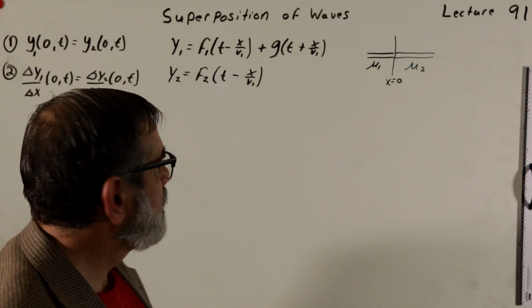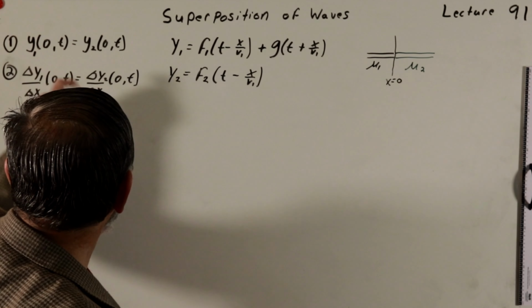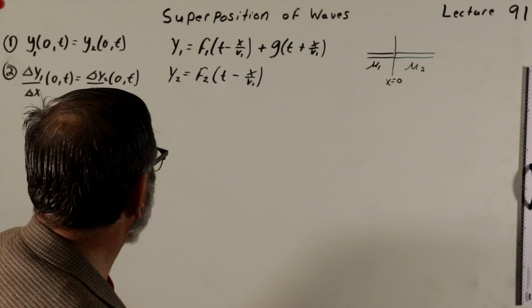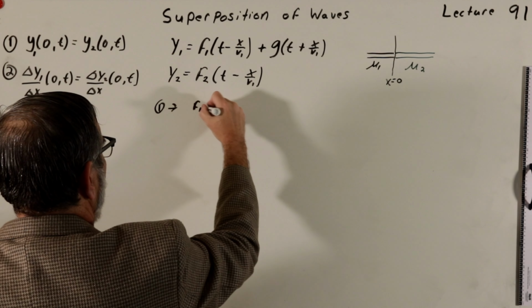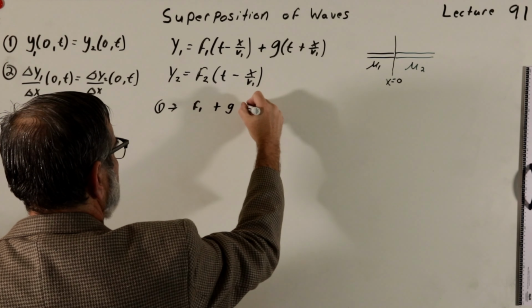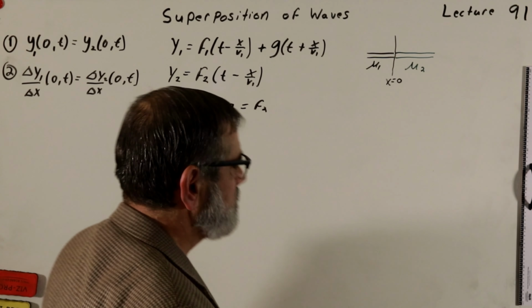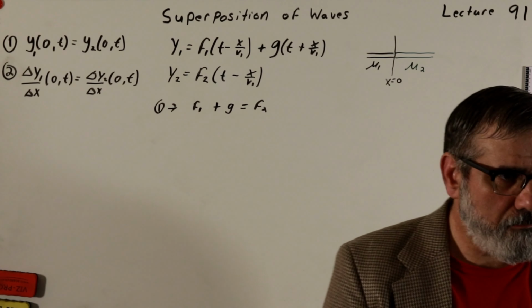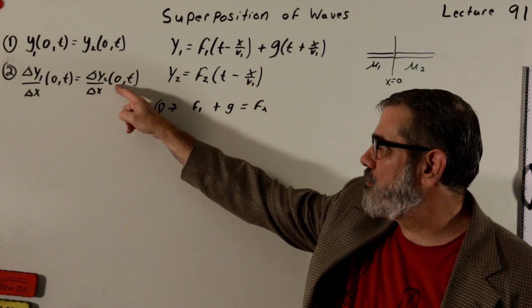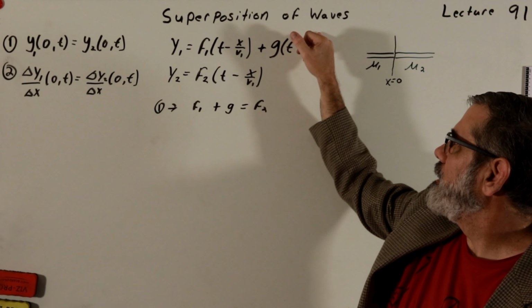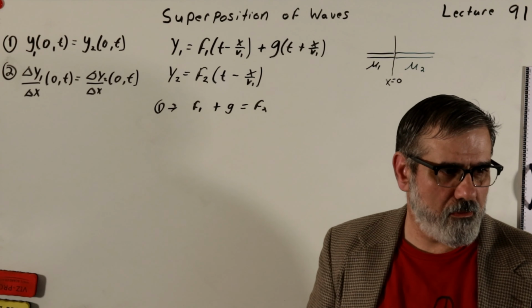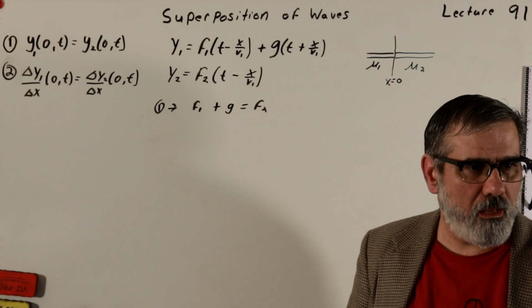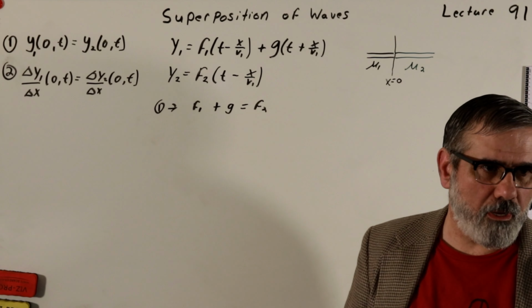Make sense? So imposing equation 1 on this is pretty simple. It just says that equation 1 implies that f1 plus g is equal to f2. That's straightforward, nothing fancy about it. Just substituting in 0 for x here, and that just gives me f1. I left out the f1 of t comma 0 business just to make it a little more compact. This is all going to be at x equals 0.